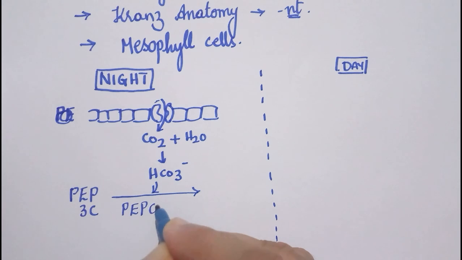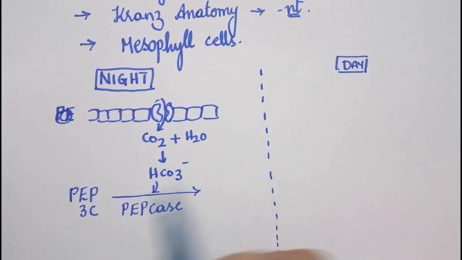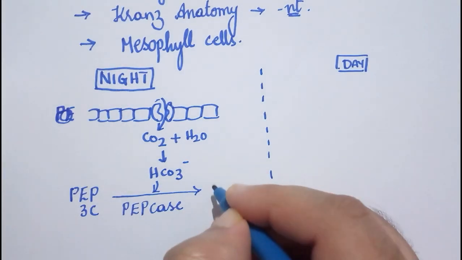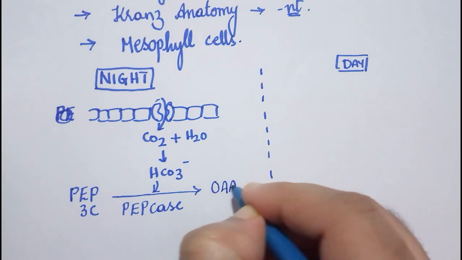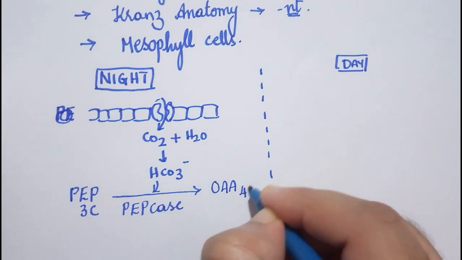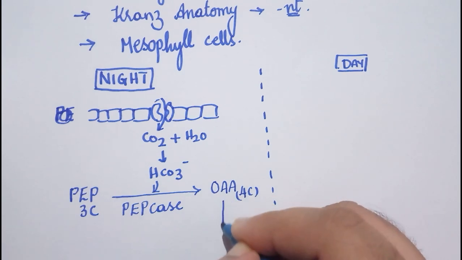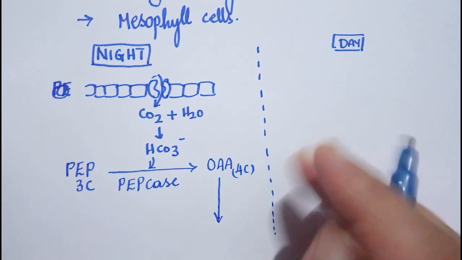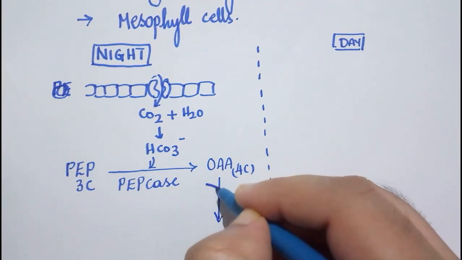In short, this enzyme is written as PEPcase, which is phosphoenol pyruvate carboxylase, and it is going to give rise to a 4-carbon acid, which is called the oxaloacetic acid. This is a 4-carbon acid. Now this 4-carbon oxaloacetic acid undergoes reduction.